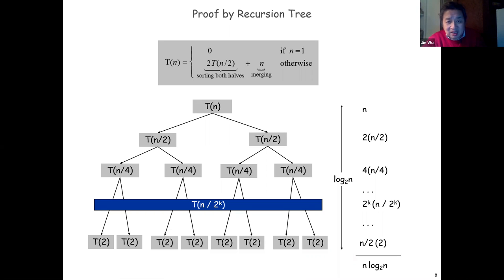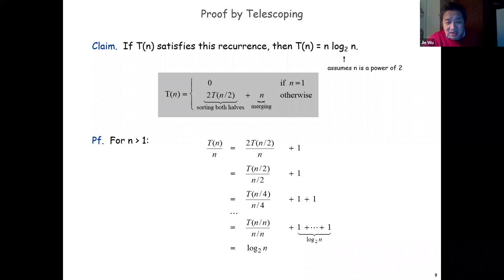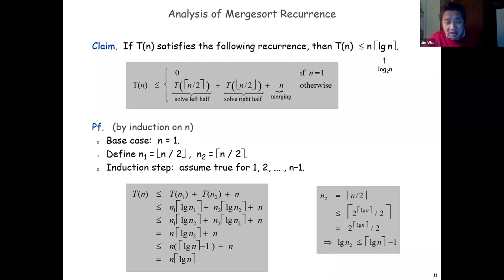We assume that n is 2 to the power of k. So then you can always divide, right, without worrying about the ceiling or floor. So that's the one. And we also look at one slightly tricky way to do this.